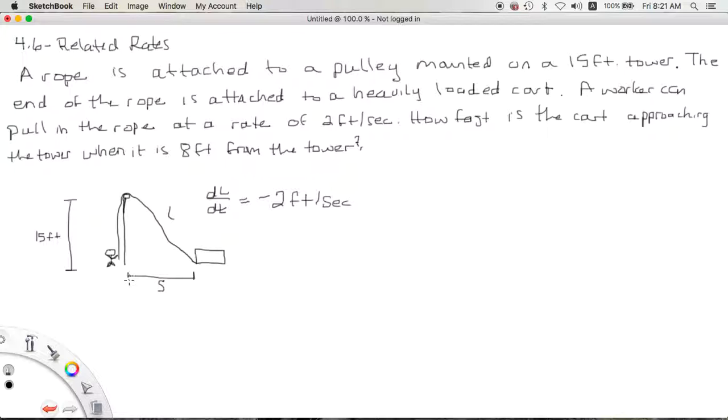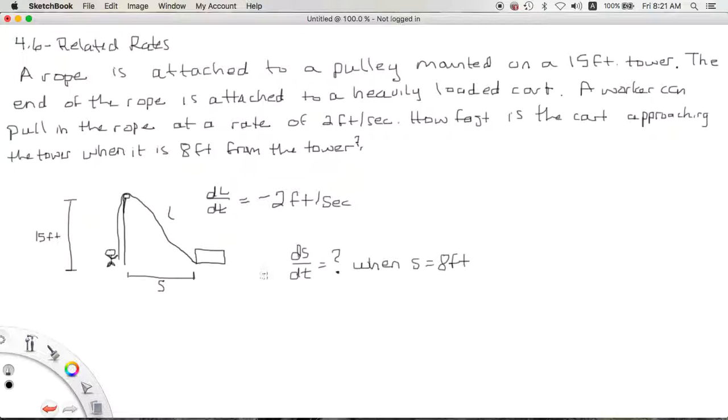Now we want to know how fast the cart is approaching the tower. So what we're looking for is how fast this is changing, how fast the cart is approaching the tower. That's what we're looking for. And we're looking for that when it happens to be at 8 feet. It's not always at 8 feet, so you cannot label your picture with it being 8 feet. Okay, keep that in mind. Make sure you understand that.